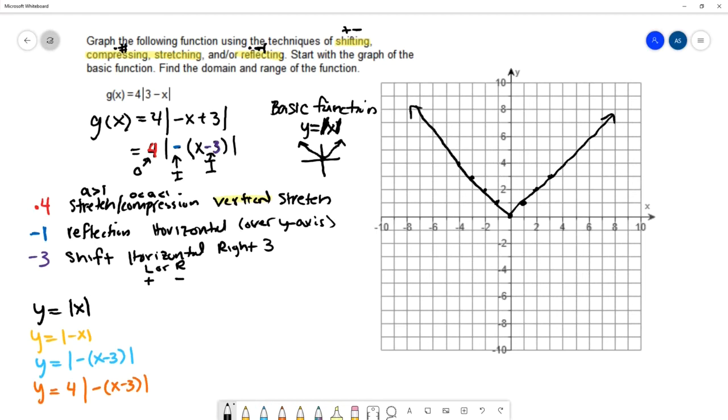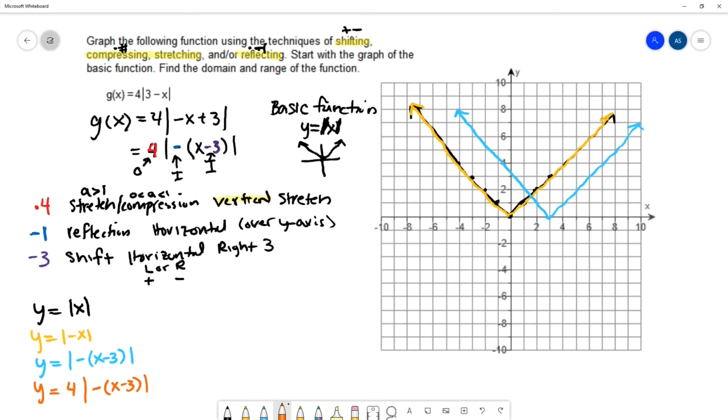And that first transformation, which is the horizontal reflection, is going to look like we didn't change anything because this function is an even function. It has y-axis symmetry. So when we mirror over the y-axis, it looks exactly like it started. So then I'll shift all of those points to the right 3. And we get this graph in the light blue.